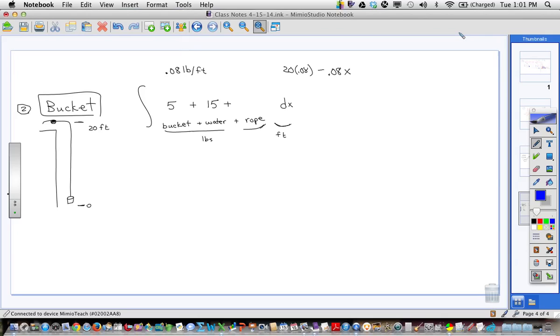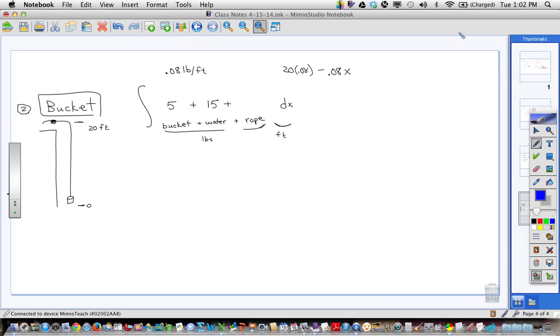Because x, remember, is how much rope is out. So at 0 feet, how much rope is there? There's 20 feet of rope. When you've pulled the bucket up, x is how far you've pulled up the bucket. So at 0 is at the beginning, right?